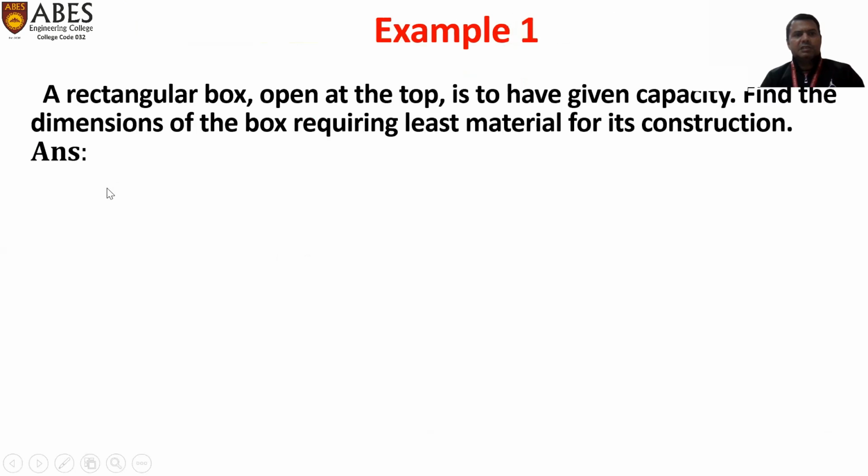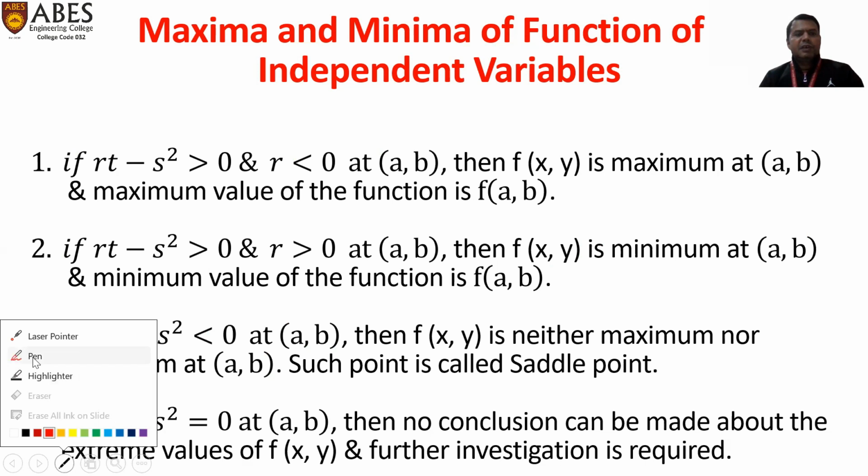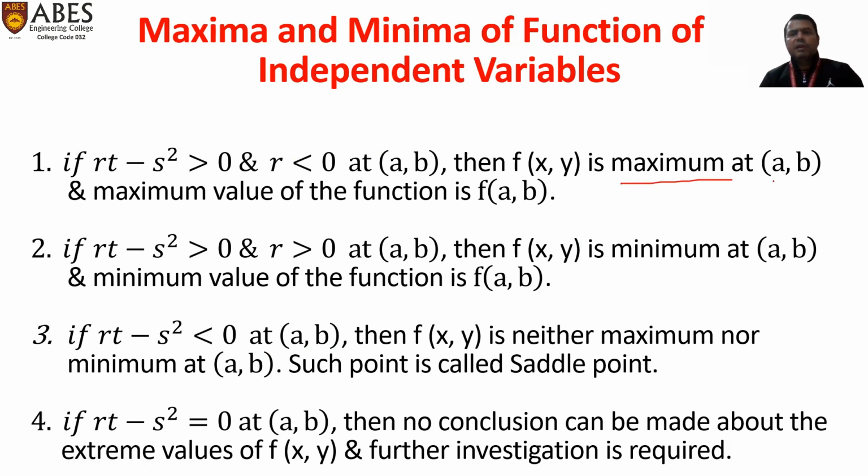If rt minus s squared is greater than 0 and r is less than 0, then the function f(x,y) is maximum at the point (a,b). If rt minus s squared is greater than 0 and r is greater than 0, then f(x,y) is minimum at (a,b). And if rt minus s squared is less than 0, then the function has neither a maximum nor a minimum. Such a point is called a saddle point. Similarly, if rt minus s squared equals 0 at (a,b), then further investigation is required. So this is the process of finding maxima and minima.